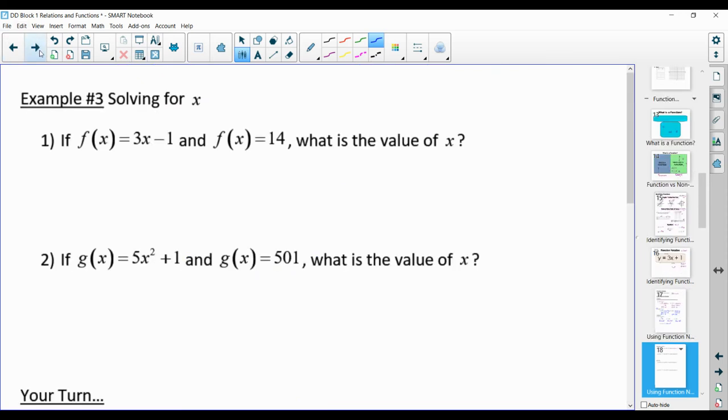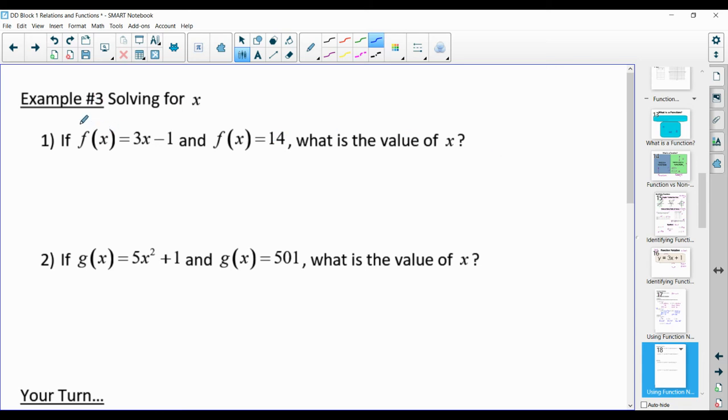All right, so we can also work in reverse. We can be given the value of f of x and then work towards solving for x. So in these questions, it says if f of x is 3x minus 1 and f of x is 14, what is the value of x?